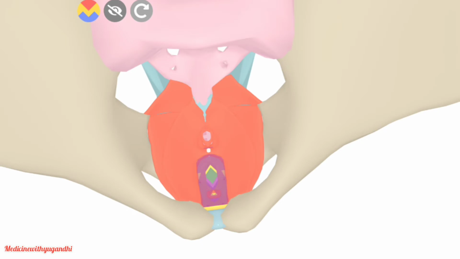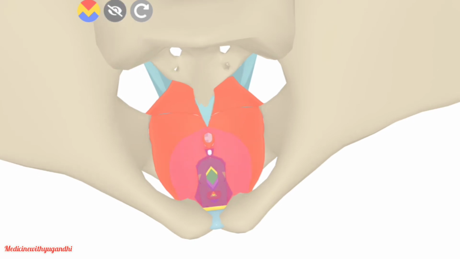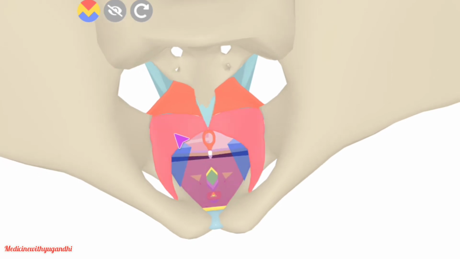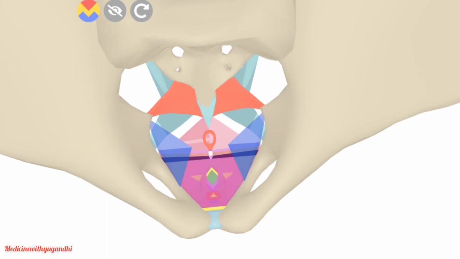Hope you all remember the words which I mentioned in the previous video, that this ischioanal fossa lies beneath the pelvic diaphragm. Once again I'm mentioning, the pelvic diaphragm is contributed by the levator ani muscle together with the coccygeus muscle, right? So this is the pubococcygeus, then this is the puborectalis, and then this is the iliococcygeus muscle. Beneath that you could find the ischioanal fossa, and this is the deep perineal pouch, and beneath that you could find the perineal membrane.